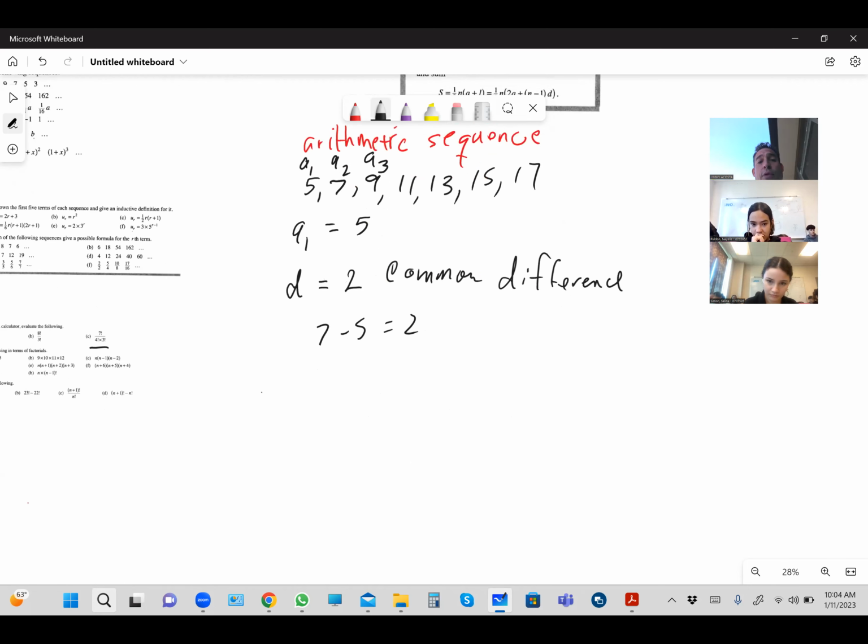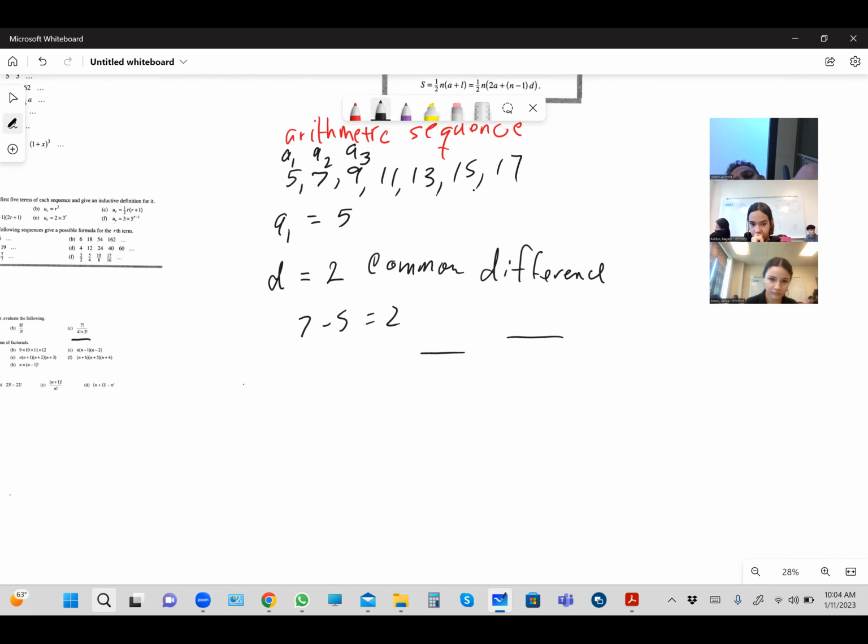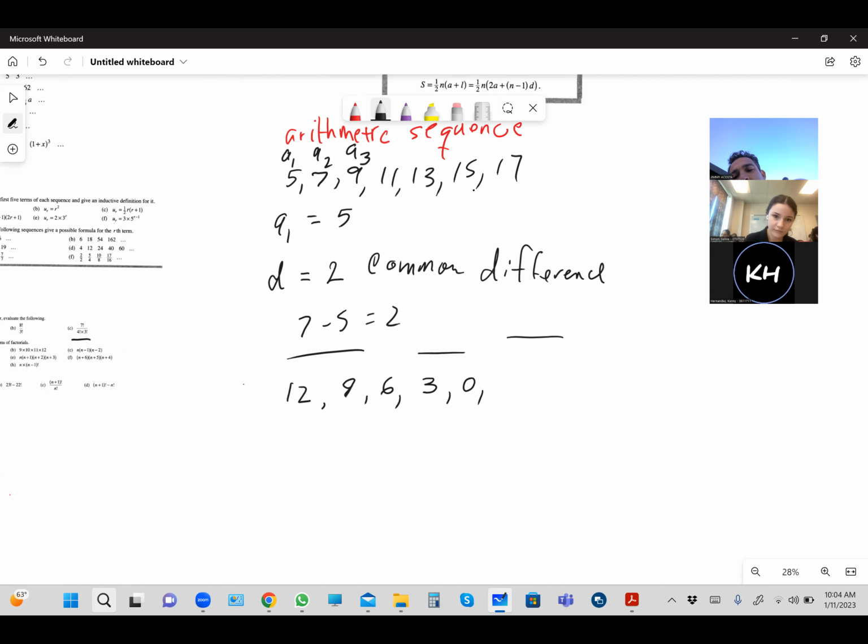Okay? Now, for instance, I can have a different set of numbers. I might have 12, and then if I subtract 3 from 12, what do I get? 9. And I subtract 3 from 9, what do you get? 6. 6 minus 3 is 3. 3 minus 3 is 0. 0 minus 3 is -3.